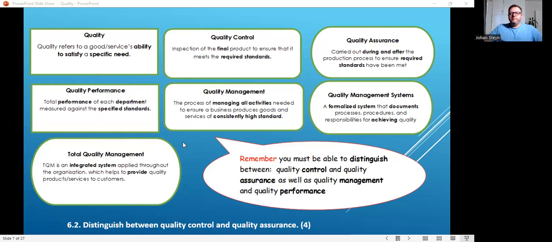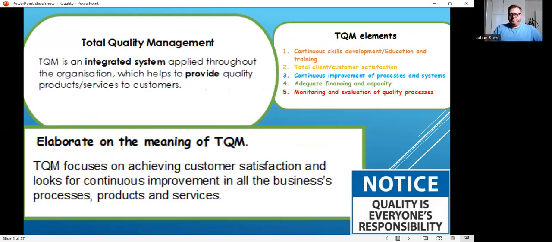So looking at total quality management. Now, total quality management is an integrated system. So that means over all departments, over all the people. And you can then be asked to elaborate on the meaning of total quality management. So, I mean, what's up? Total quality management sounds like a buzzword fancy people use, and in the end, it means more work for everyone. But in the end, if total quality management is implemented properly, it means everyone works less, because now you're working smart and not hard.